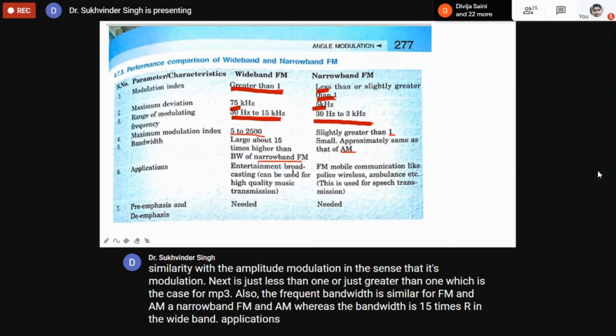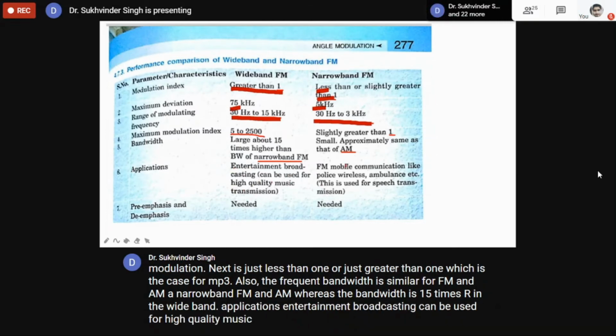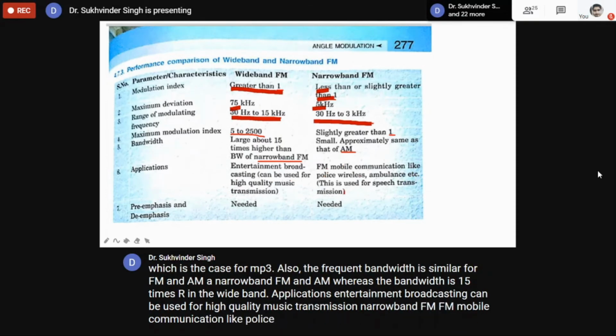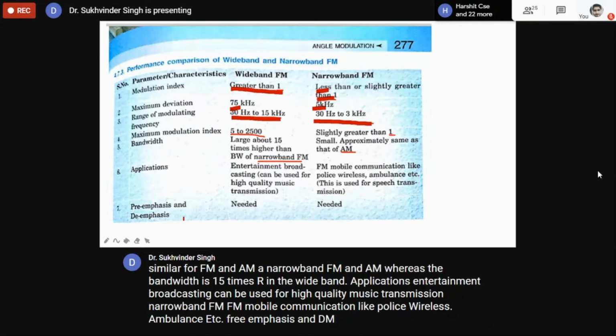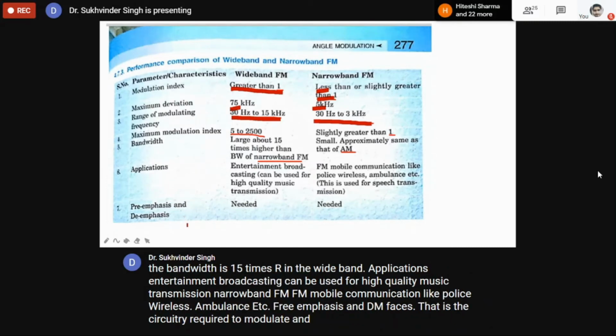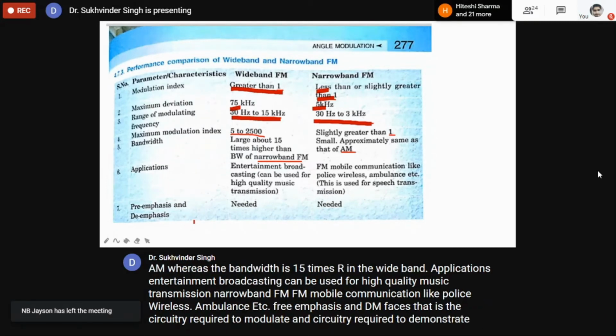Applications: entertainment, broadcasting, can be used for high quality music transmission. Narrowband FM is used for mobile communication like police wireless, ambulance, etc. Pre-emphasis and de-emphasis, that is the circuitry required to modulate and the circuitry required to demodulate, are required in both cases, wideband as well as narrowband.